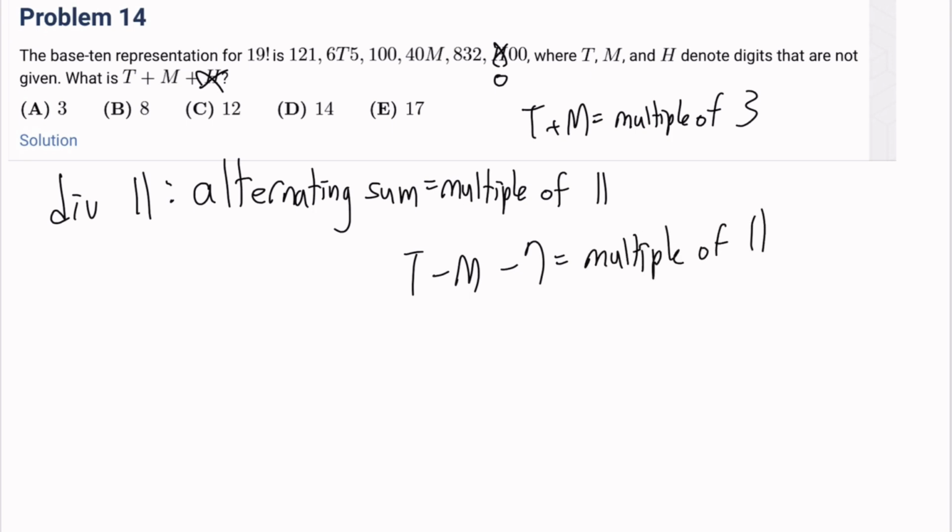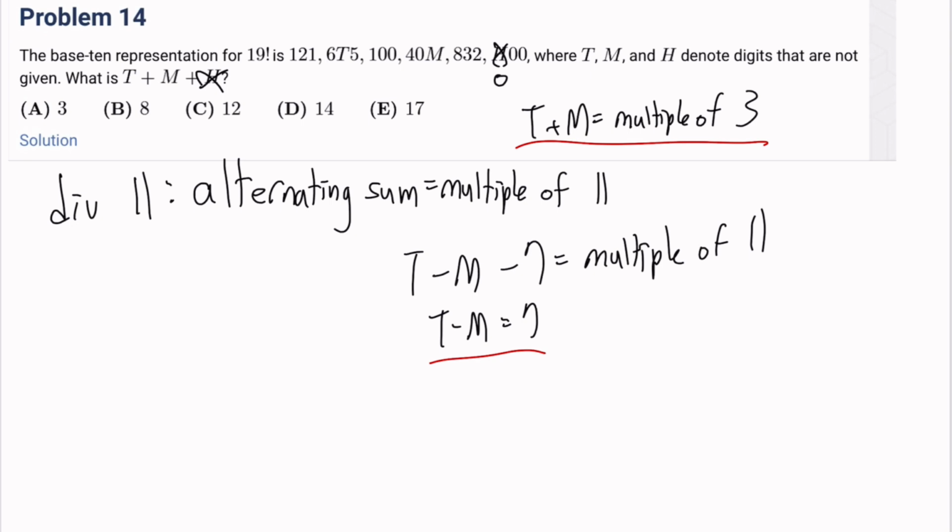But since t and m are only digits, that means they are one-digit numbers, right? And so for this to be a multiple of 11, the only way is for t minus m to be equal to 7, so that this is just 0, right? And so we have the fact that t plus m is a multiple of 3, and we have the fact that t minus m equals 7.